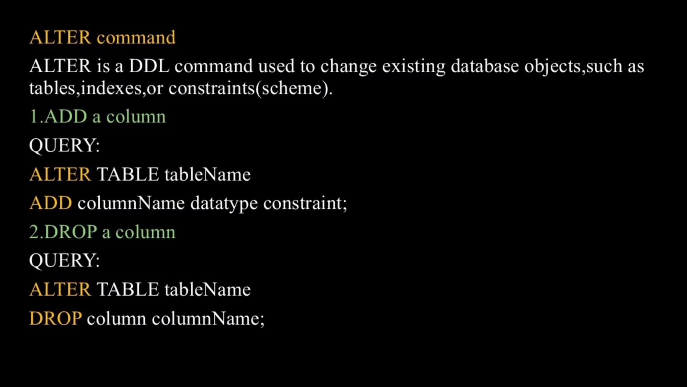Then we provide add followed by the column name we are adding, the data type of that particular column and constraint if it is necessary. Whenever we are adding a column, we provide all properties like the column name, data type and constraint. We provide this alter command followed by the table name in which we want to enter the data.